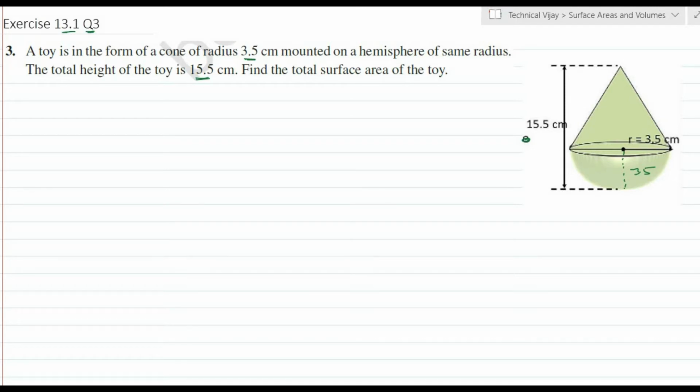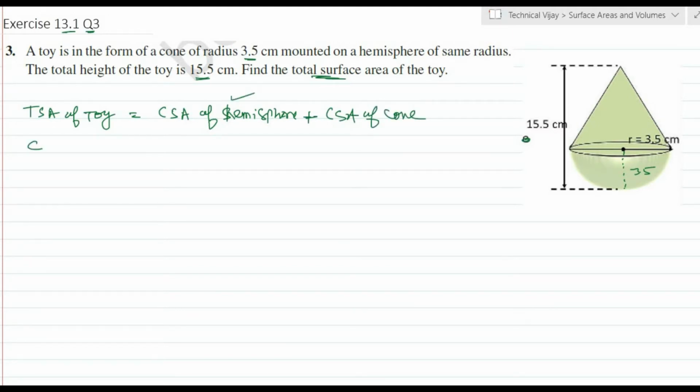Now we have to find the total surface area. So the total surface area of the toy is equal to the curved surface area of the hemisphere plus the curved surface area of the cone. So separately we will calculate here. The CSA of the hemisphere is equal to 2 pi r square, because the total surface area of a sphere is 4 pi r square, so for the hemisphere it is 2 pi r square.